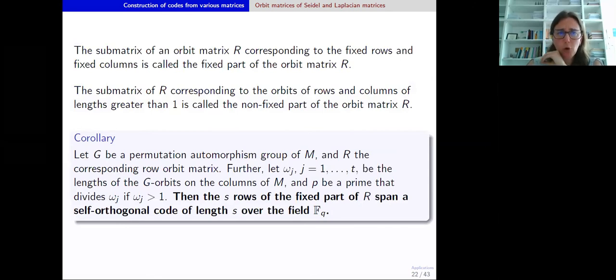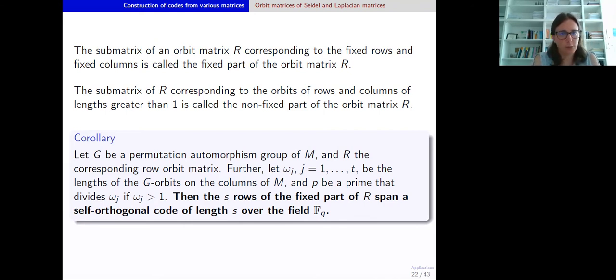If you don't have all orbit lengths the same, and if some of the lengths of orbits are equal to 0, then these rows will be called fixed rows and fixed columns, but also using these parts of an orbit matrix, you can obtain self-orthogonal codes. And this is what is given in this corollary, but the main idea is actually this.